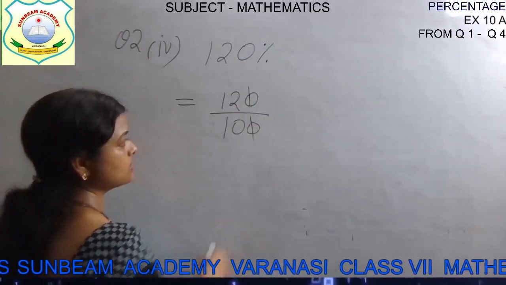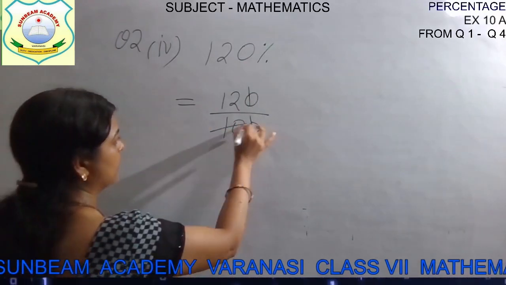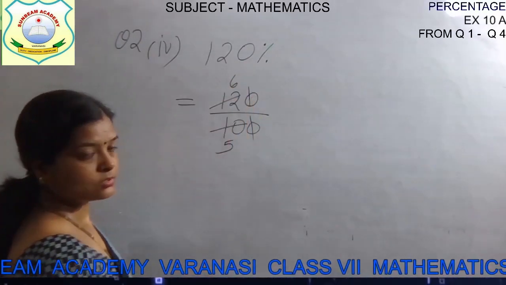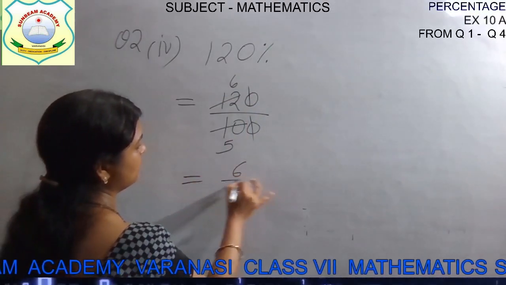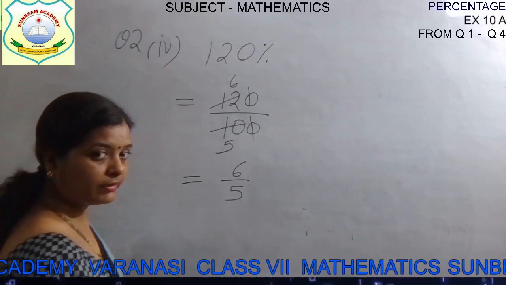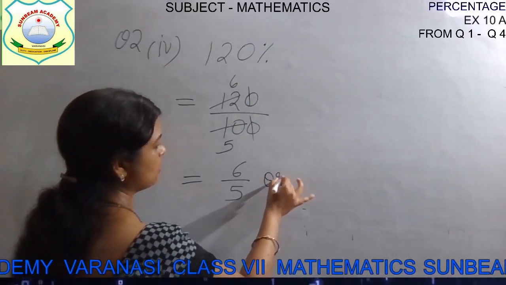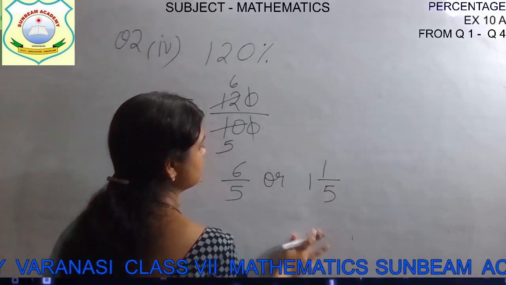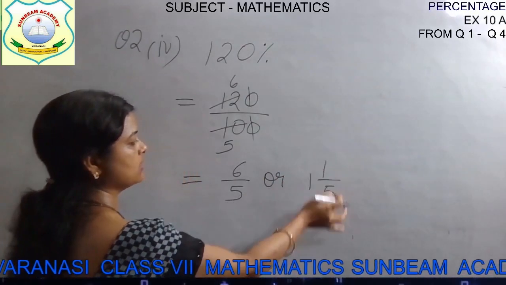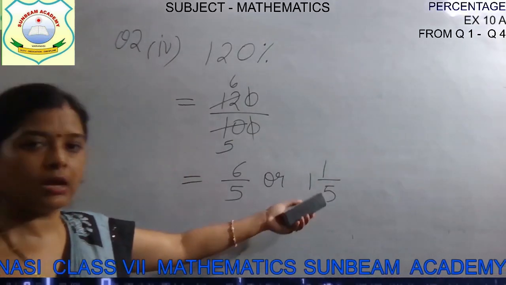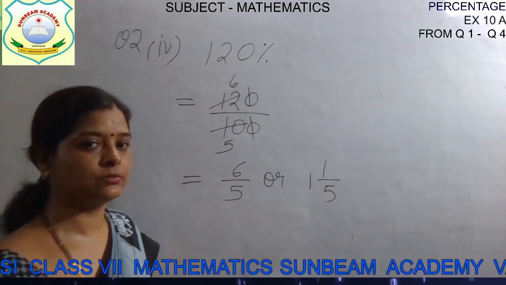Now cut this. 2 5s are 10 and 2 6s are 12. So what is left? 6 by 5. Or further we can solve. We can write it as 1 whole 1 by 5. Why, children? 5 1s are 5, plus 1, 6 by 5. Same. We have simplified it further. Now we can't do anything. This is the simplest one.